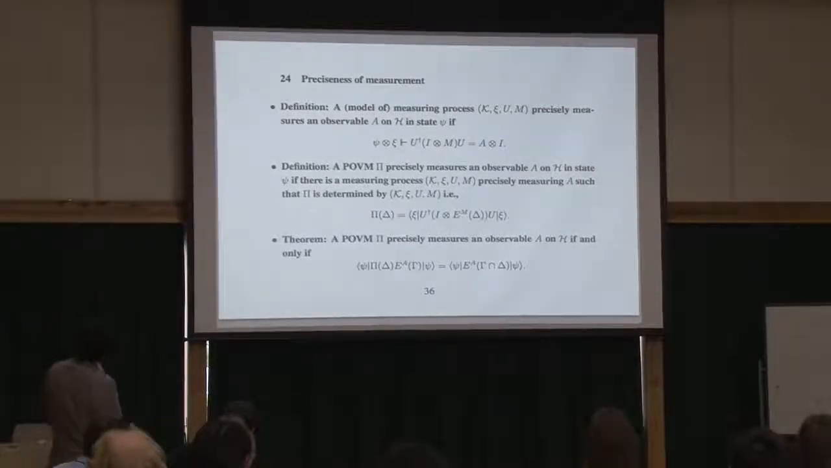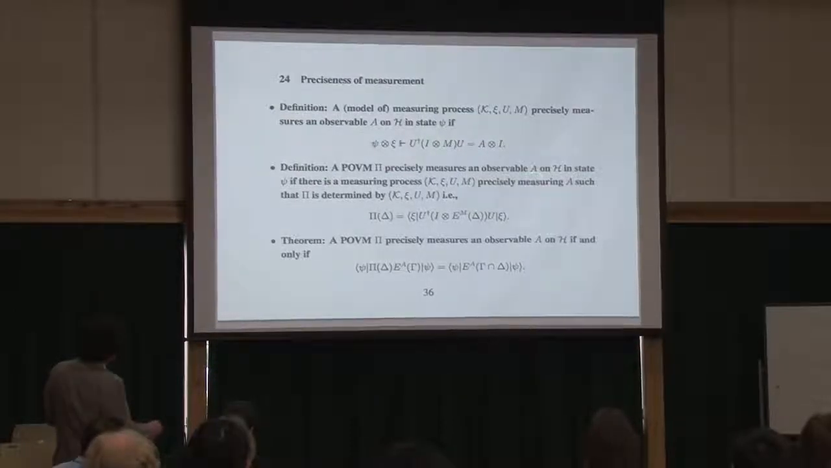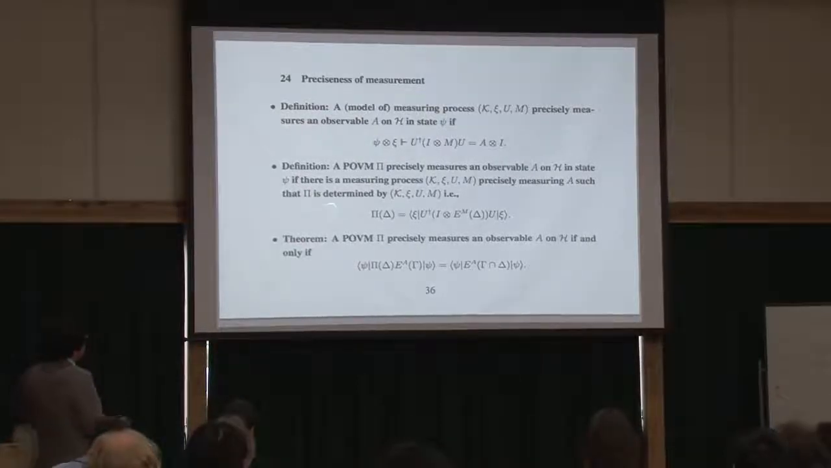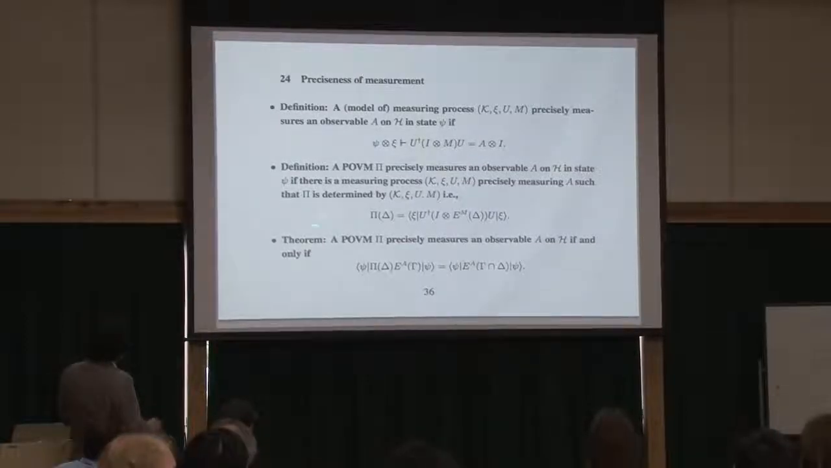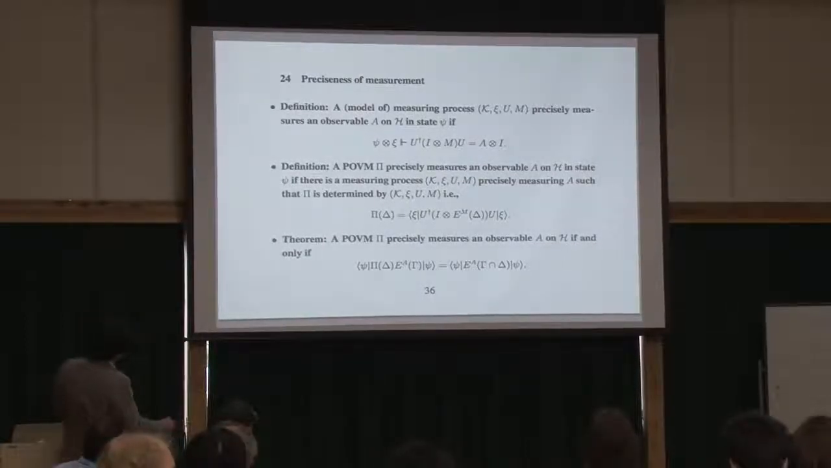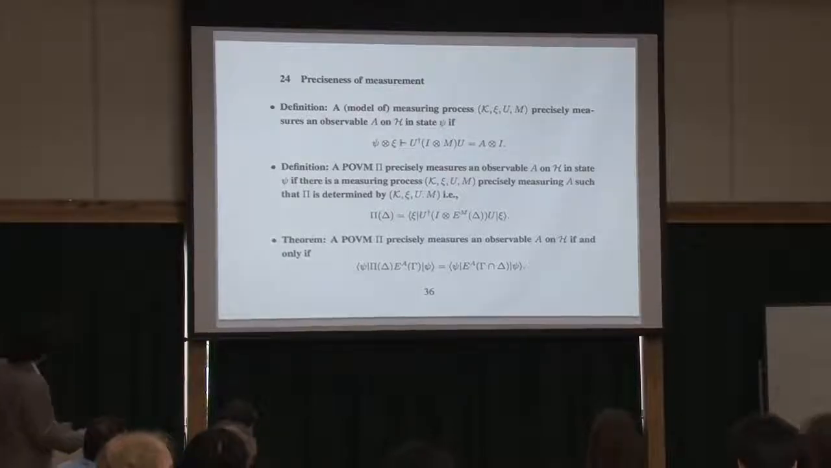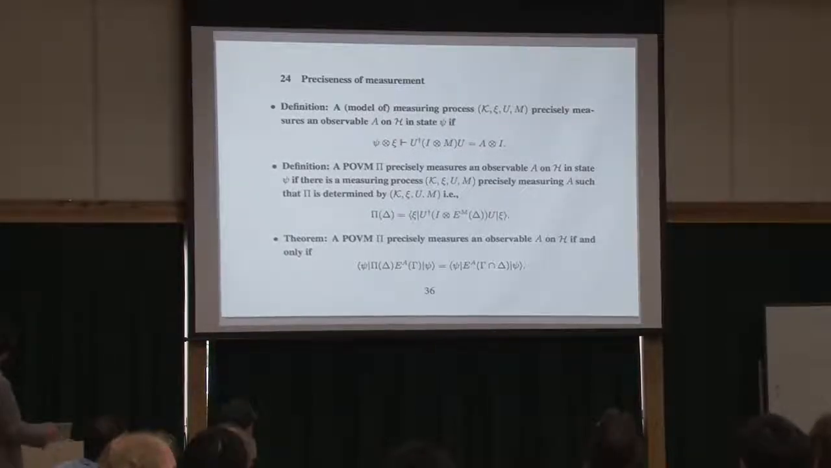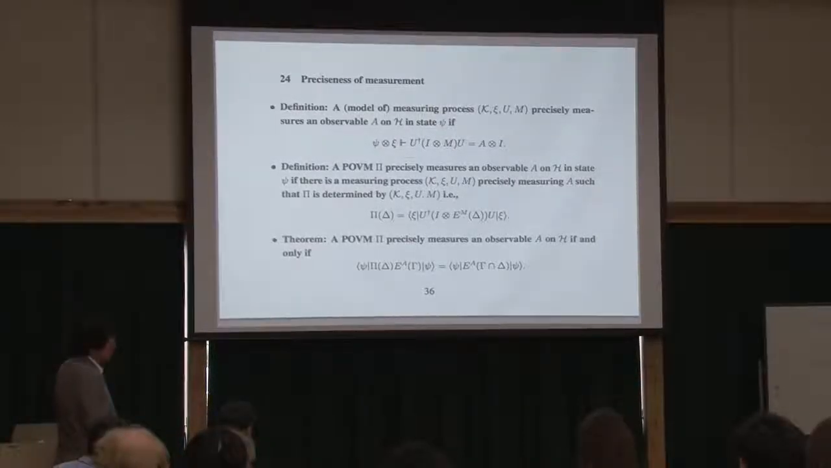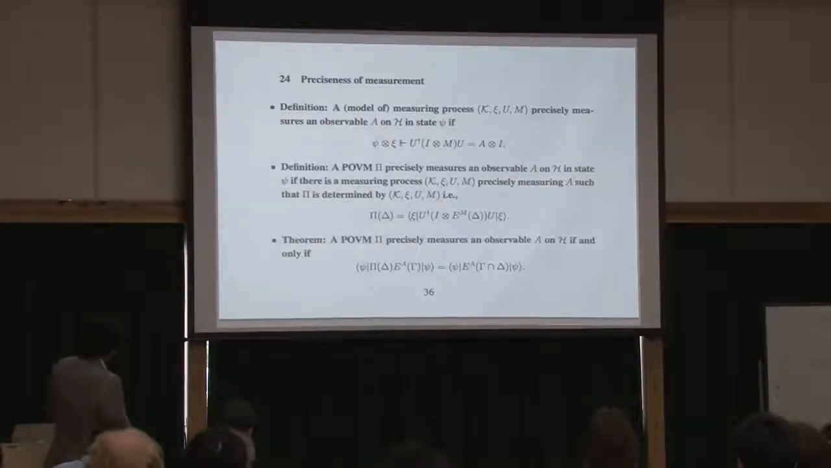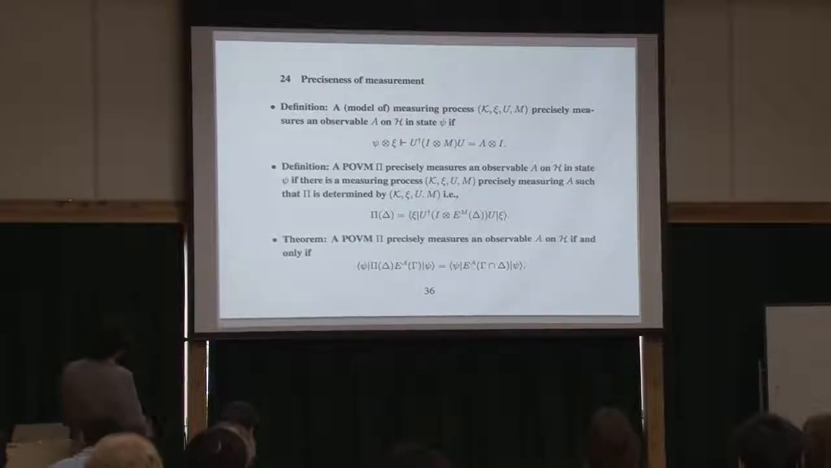Also, we define that a POVM Π precisely measures an observable A in state ψ if there is a measuring process which is a dilation of this Π and which precisely measures A. So we can extend the precise measurement to the level of POVM using this dilation. Then we can characterize the precise measurement in terms of POVM.